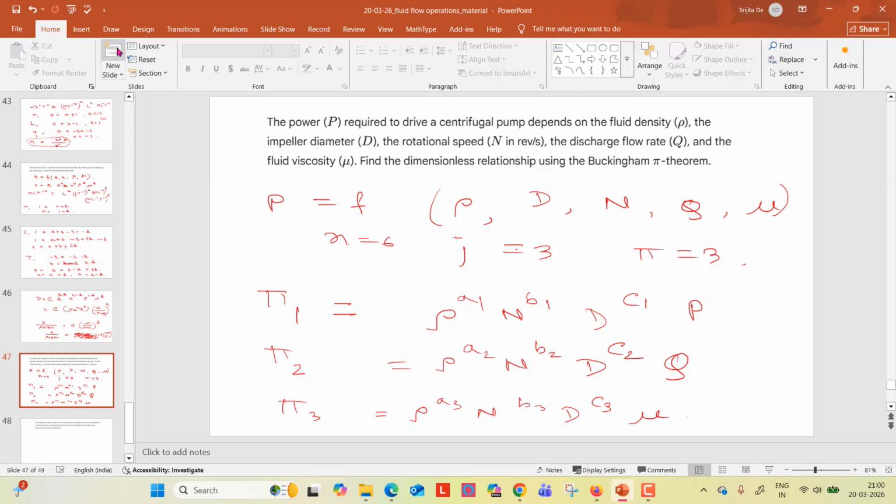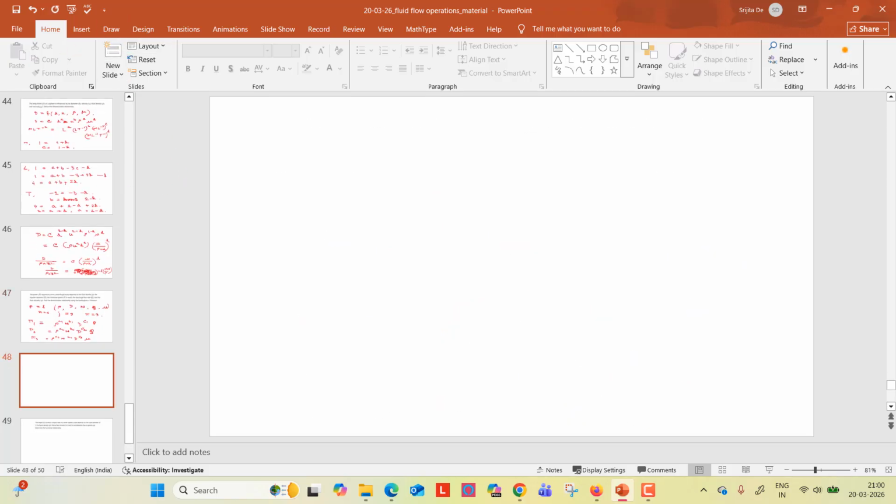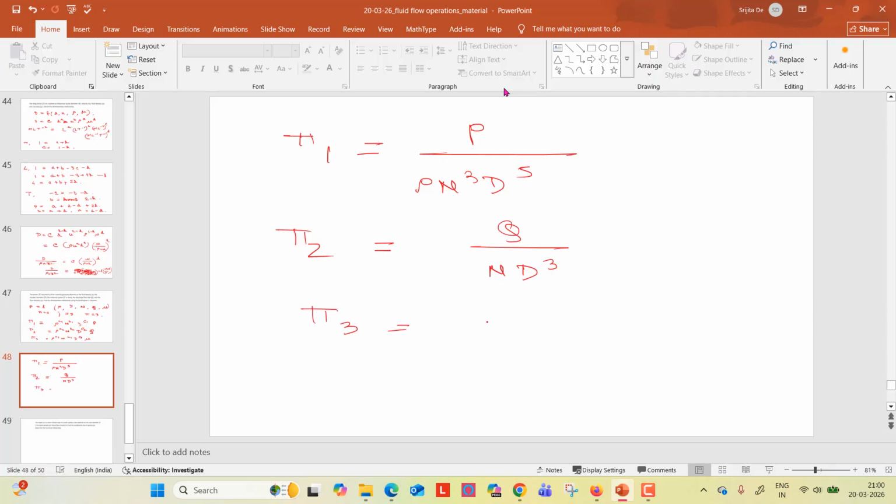Next problem I will just explain. So pi 1 will be coming as, just cross check it. If you can't do it, let me know. I will do it for you in the next class. Okay. So pi 1 is P by rho N cube D to the power 5. Pi 2 will be Q by N D cube. Pi 3 will be rho N D square by mu.